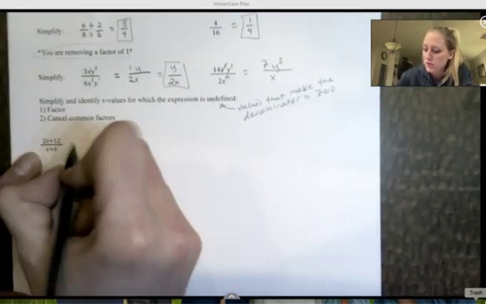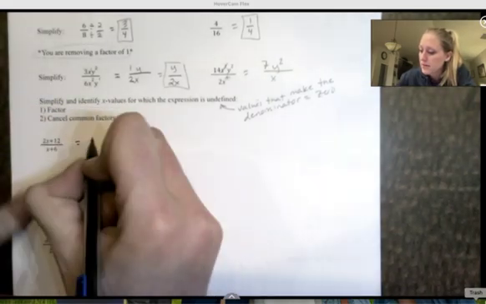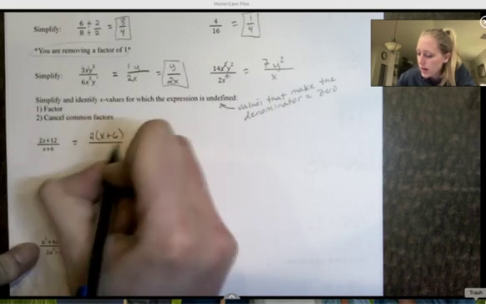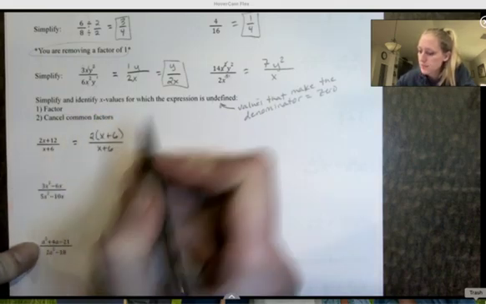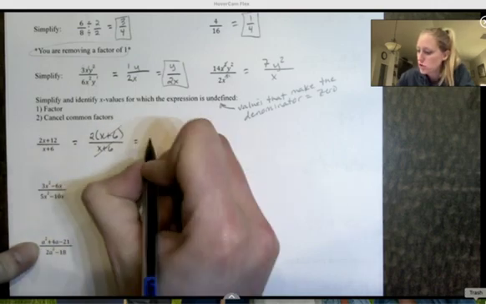So here I'm going to factor first. We're going to do the numerator and denominator separately. So on the top, I can factor out a 2. Okay? Now, x plus 6 and x plus 6 are common factors. Those can cancel and we're left with just 2.